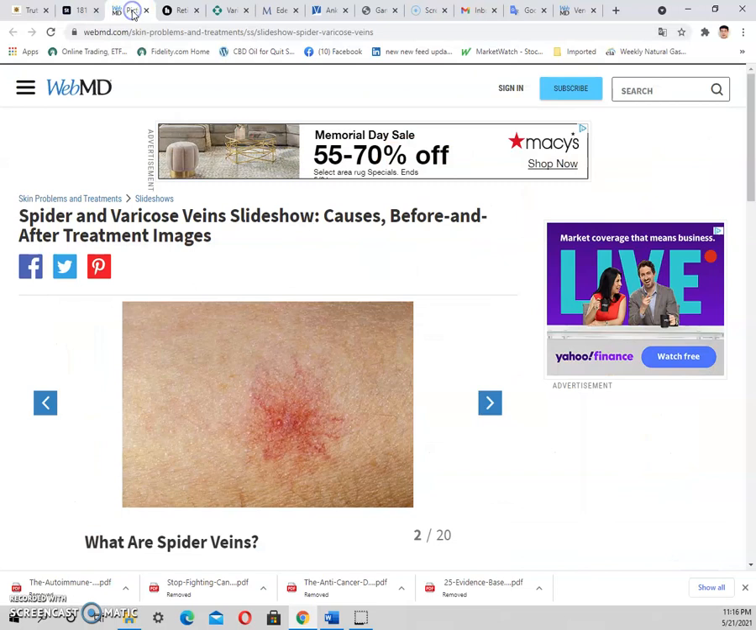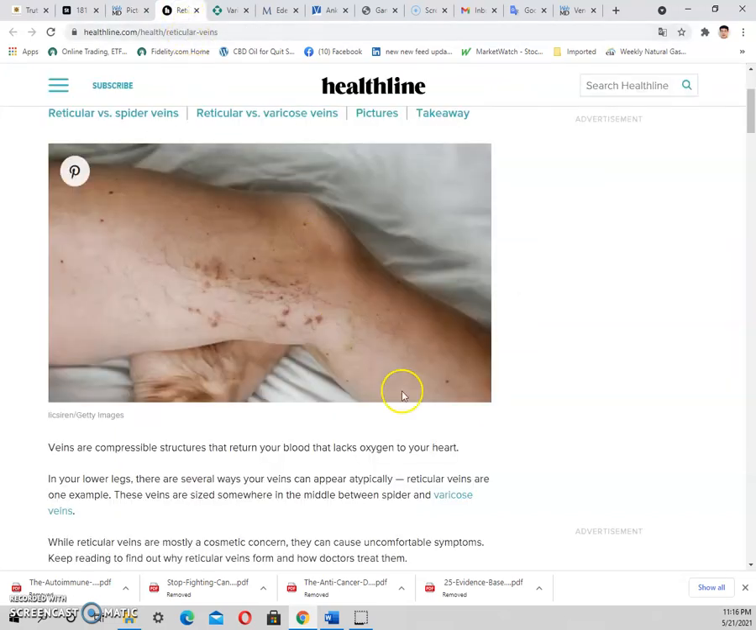So let's see more specific cases at these different stages. Here is shown the spider veins. It's like a spider and like a web, so it's a typical spider web. And here you see that many spider veins fuse together and then become reticular veins.